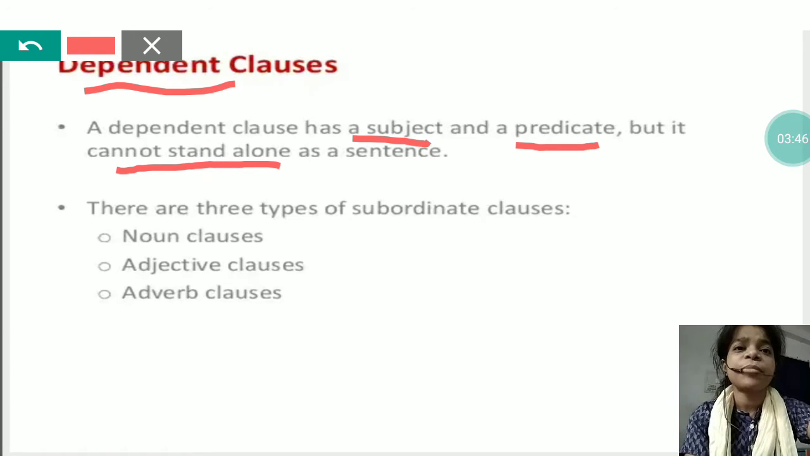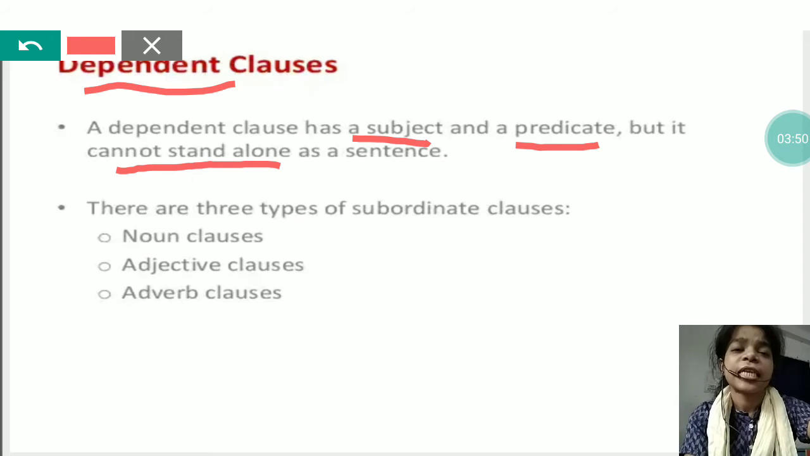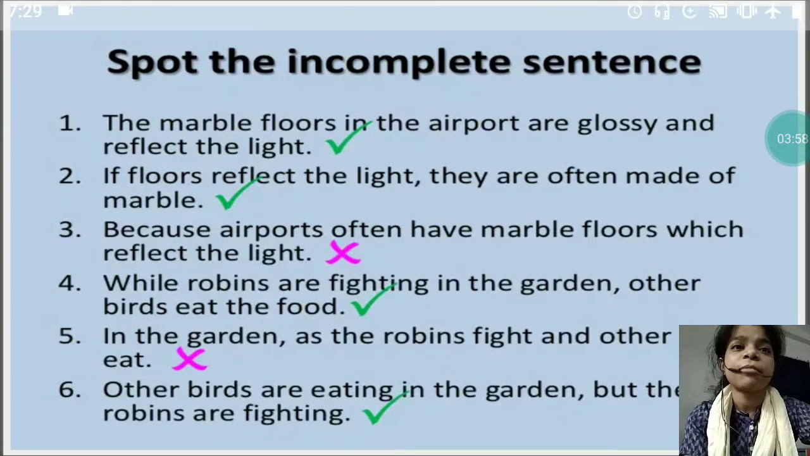We will see some examples. Now there are three types of subordinate clauses. Meaning there are three types of dependent clauses: noun clauses, adjective clauses, and adverb clauses. Now let's see some examples.